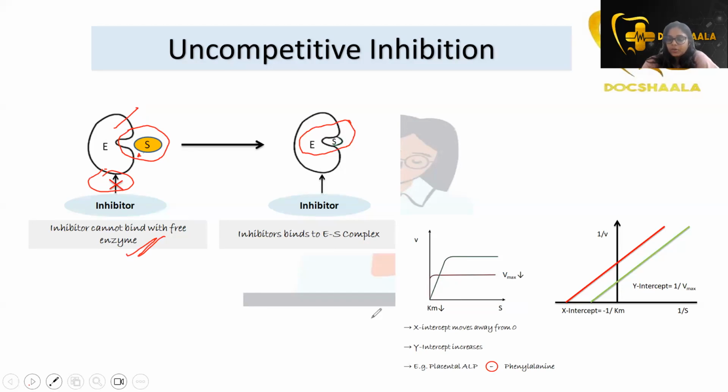Here, when the inhibitor binds, the x-intercept moves away from 0, and the y-intercept increases. An example of this is placental ALP and phenylalanine.